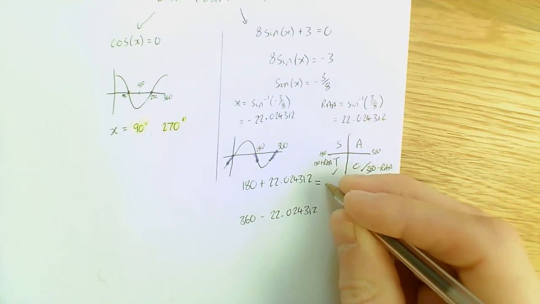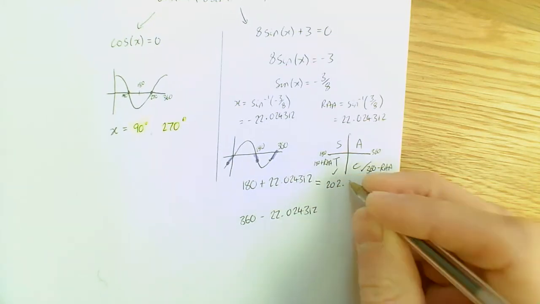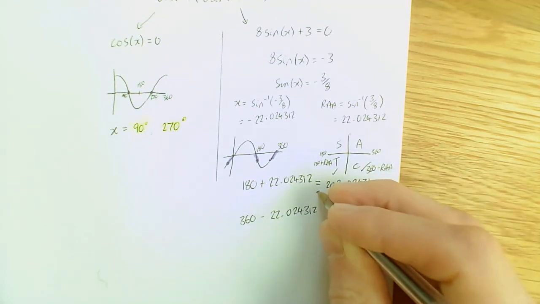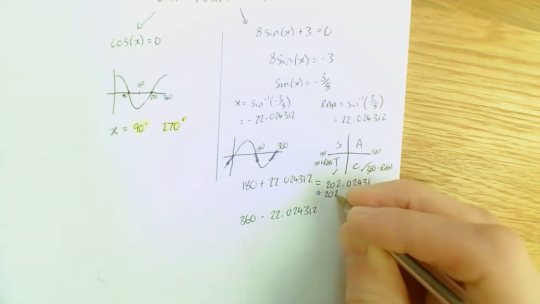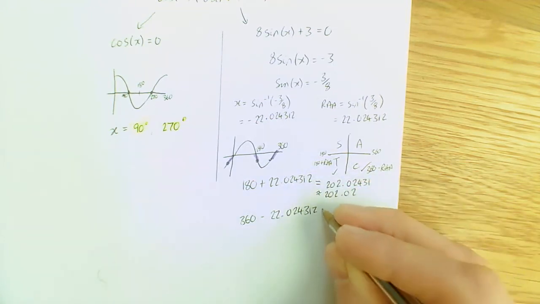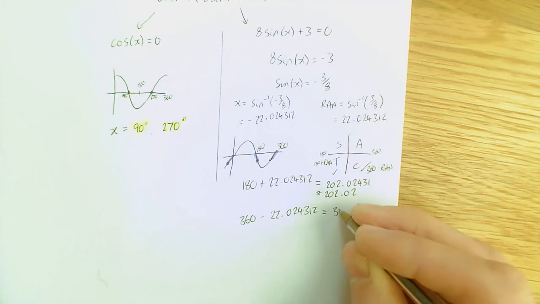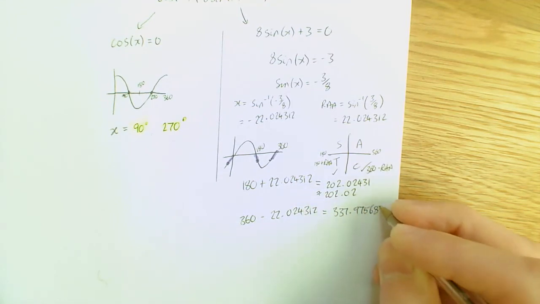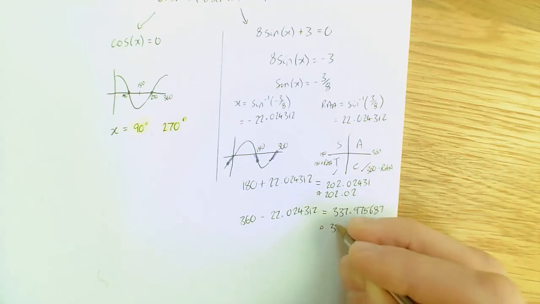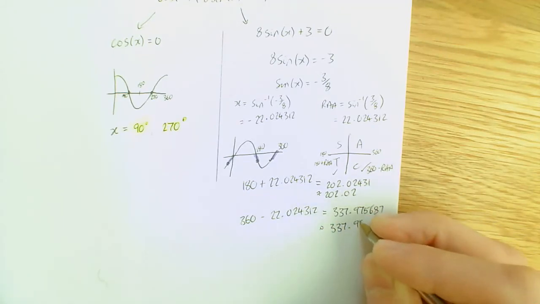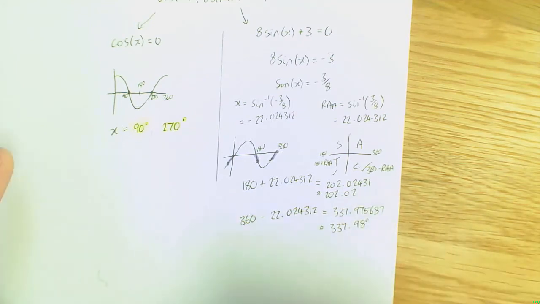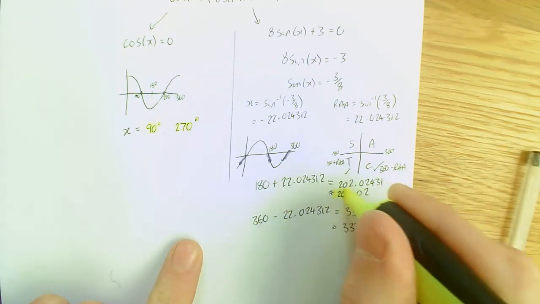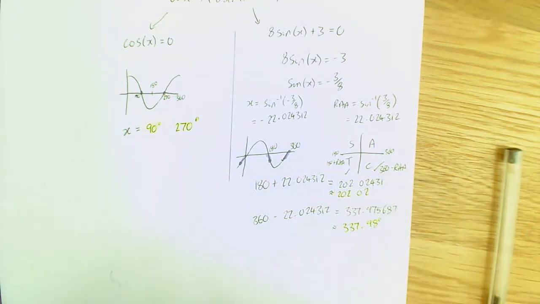Well, our first one gives us 202.02431, which is approximately 202.02. The second one here, you get 337.975687, which rounds to 337.98 degrees. Those are possible answers. Both of those are in the range that we're interested in, so we highlight them.